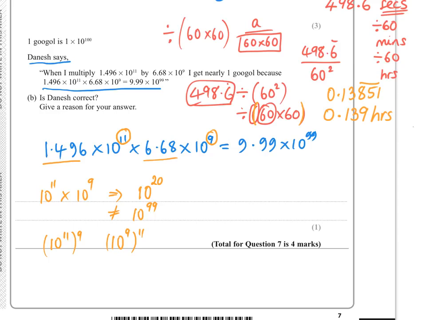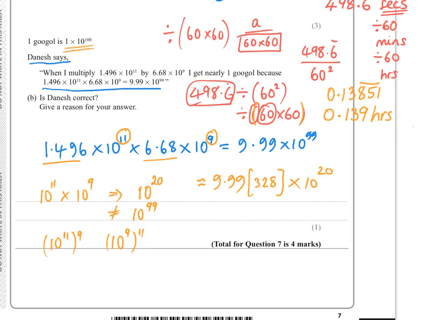So 1.496 times 6.68, although that gives us a rough 9.99, it's actually 328 on the calculator. We'd have 10 to the power of 20 though.